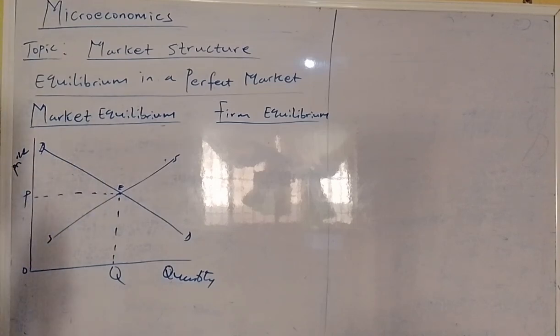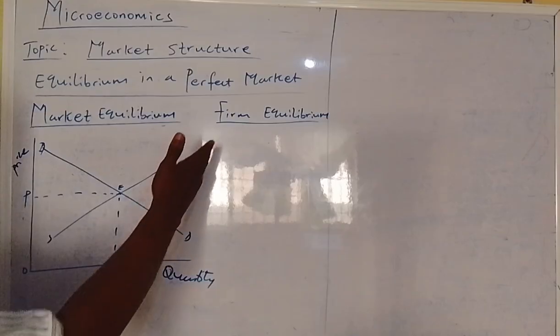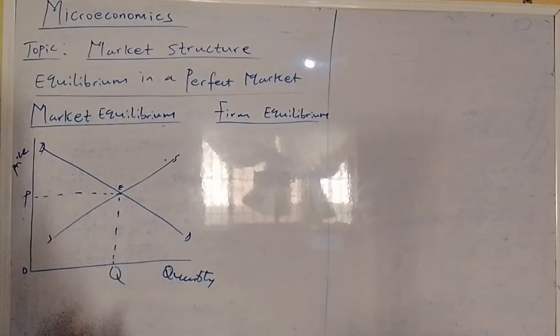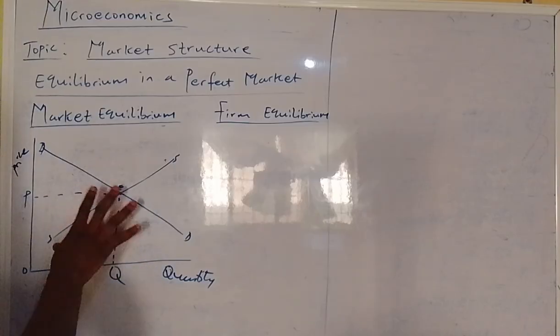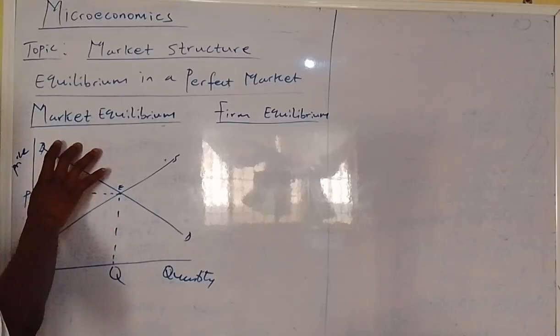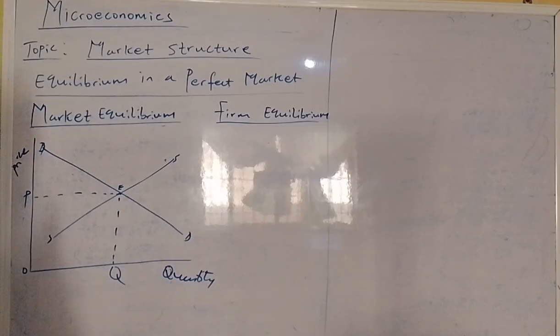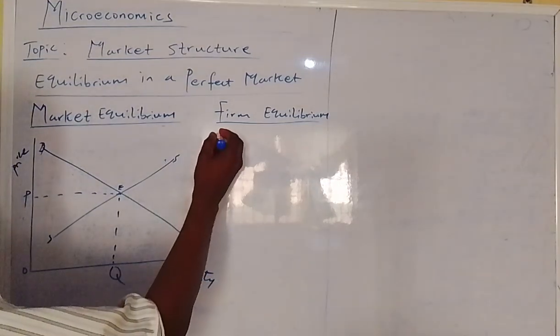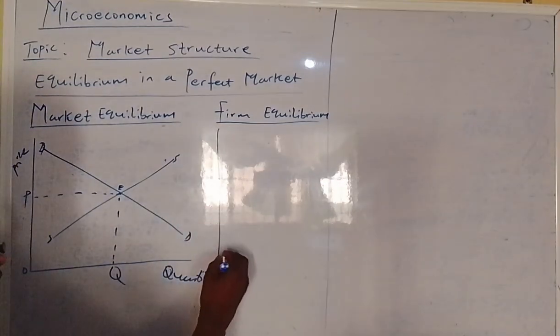So let's choose a representative firm. That's for a particular firm. So let's see what will determine the equilibrium of a firm in this market. So there can be thousands of firms in this market, but the whole market is in equilibrium when the quantity supplied is equal to the quantity demanded. Now, when we talk about a firm being in equilibrium, let's draw our diagram.